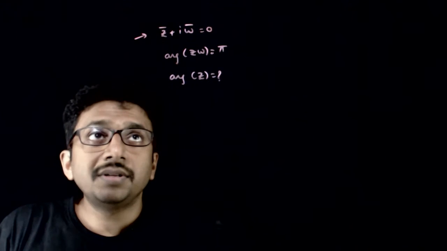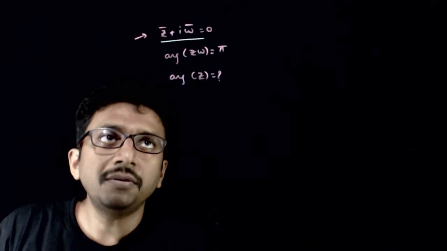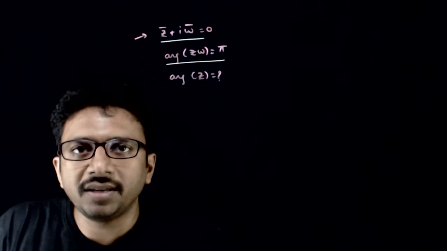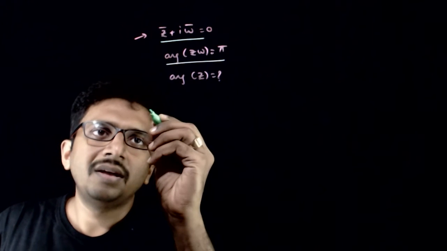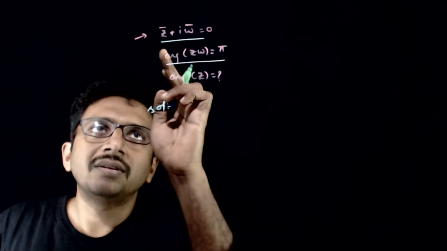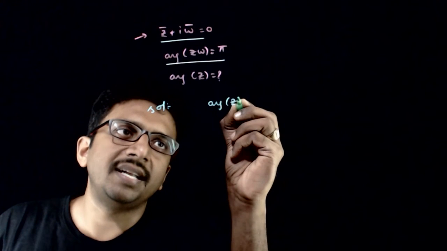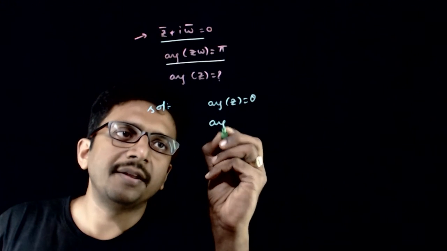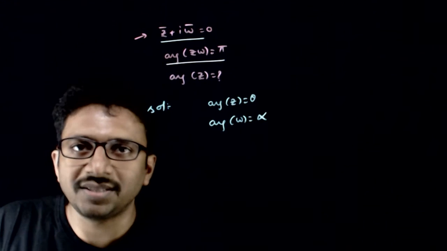So welcome students. In this question you're given that z bar plus i omega bar is equal to 0 and argument of z omega is equal to pi. In that case, what is the argument of z? That's the question. There are two unknowns, z and omega. So let us say that argument of z is equal to theta, and argument of omega is equal to alpha. Let us take these two as the unknowns.